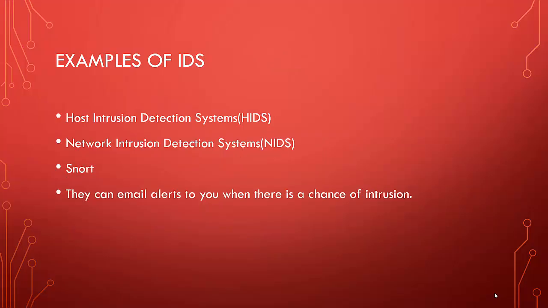Some examples of intrusion detection systems are HIDS and NIDS. NIDS, network intrusion detection systems, are placed at strategic points within the network to monitor traffic to and from all devices on the network. HIDS, host intrusion detection systems, run on individual hosts or devices on the network. It monitors the inbound and outbound packets from the device only, and will alert the administrator when suspicious activity is detected.